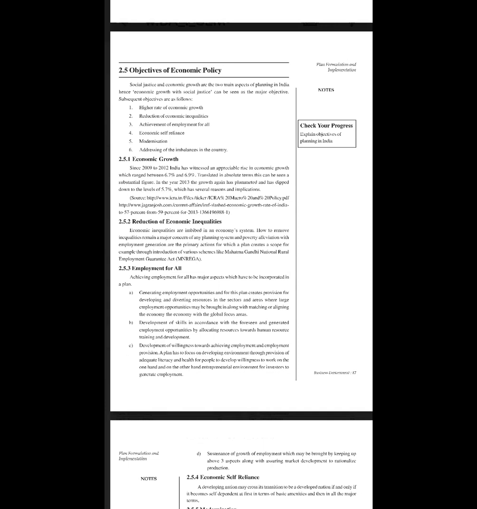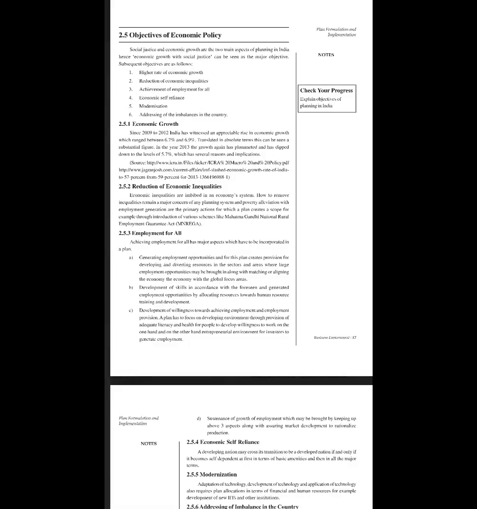of economic policy. Social justice and economic growth are the main aspects of planning in India. Hence, economic growth and social justice can be seen as major objectives. Now see, they have given certain objectives that are the important factors for the growth and development of our nation. Higher rate of economic growth. They have given the last 10 years record of the economic growth. Since 2008 to 2012, India has witnessed an appreciable rise in the economic growth, which ranges between 6.7 and 6.9. So what they have analyzed is that there is growth in the Indian economy.